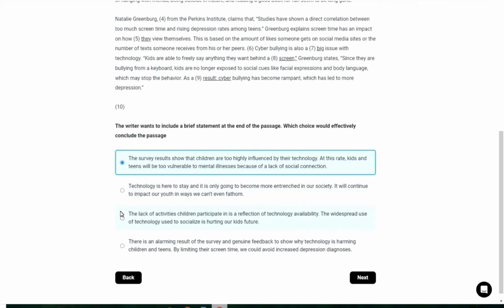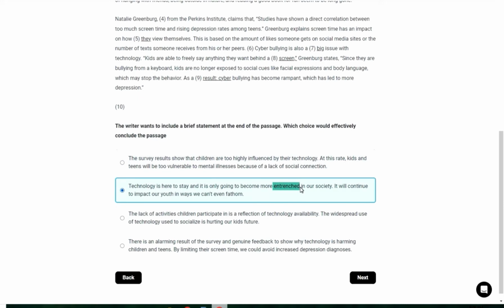B is a summary in the sense that it's kind of just introducing and summarizing all the ideas together into one thought. It's saying technology is here to stay, and it's only going to become more entrenched in our society. And entrenched is going to become more involved, if you don't know what that word would mean. And it will continue to impact our youth in ways we can't even fathom. And that initially is what I chose right away, because I thought that it summarized the ideas into two sentences that are unique, and they talk specifically about how this is going to have an impact in the future and why it matters. And that's exactly what we're looking for in a conclusion.